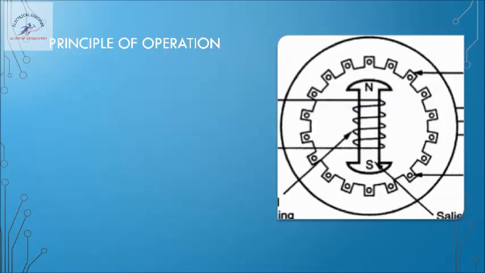So let us revisit the diagram. I hope you remember the things now. Three phase AC supply to the stator and DC supply to the rotor. Now let us see the stator alone. Three phase AC supply is given to the stator. It will induce a rotating magnetic field.